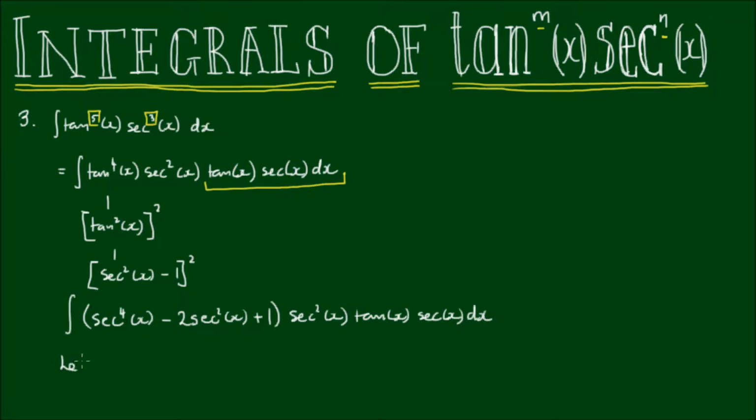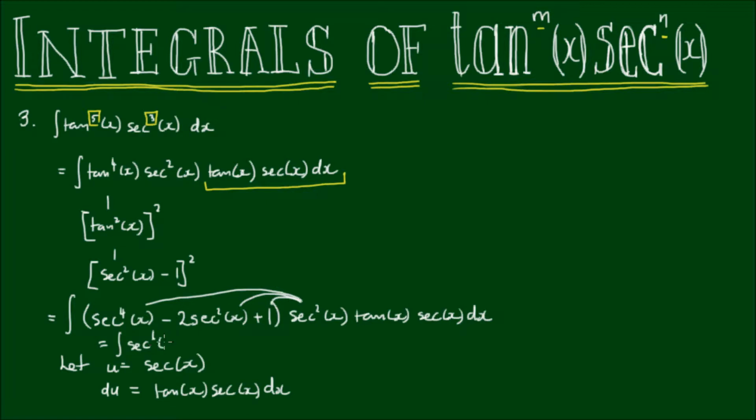And now I'm going to use the substitution u is equal to the secant of x. And the differentiation of u with respect to x is equal to tan x sec x dx. And before I go any further, let's not forget to expand this secant squared into the parentheses to get the integral of secant to the 6th power minus 2 sec to the 4th power plus sec squared x by tan x sec x dx.